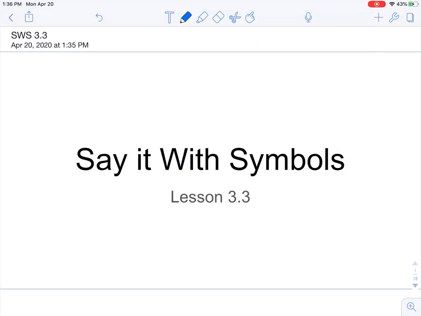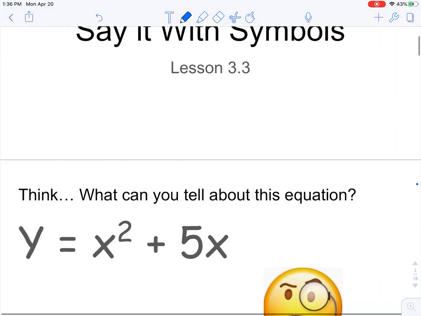This is my Say It With Symbols lesson 3.3. We're going to look more at factoring quadratics. We did practice this yesterday, but this is the book work that we'll be completing. Okay, so let's start here.